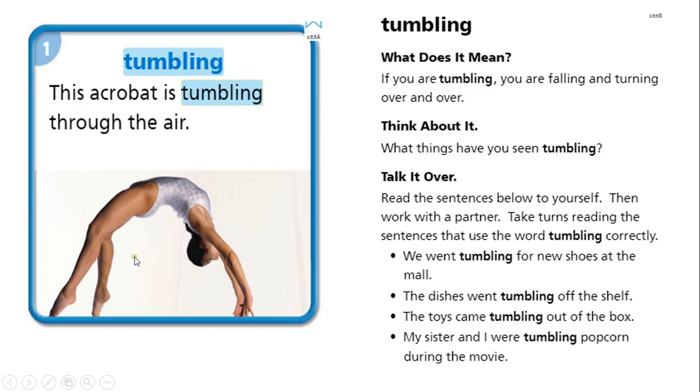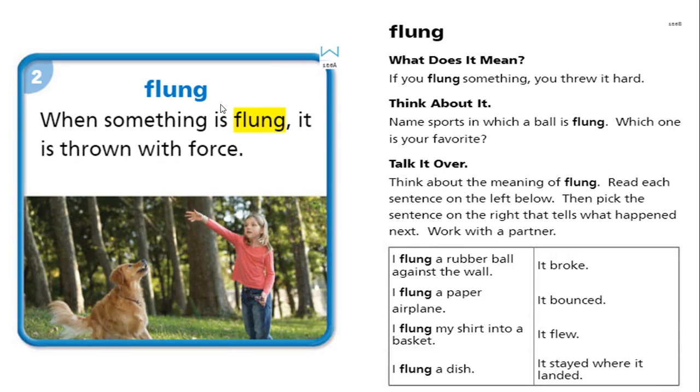What does that mean? When this acrobat is flipping backwards, and jumping and falling over and over, this process is called tumbling. If you're tumbling, you're falling and turning over and over. Tumbling, falling, and jumping backwards over and over. Whenever she touches the ground and then jumps through the air, touches the ground again, this process is called tumbling. Alright?